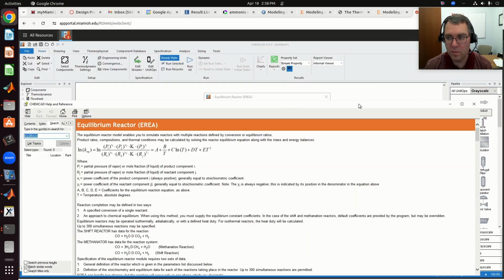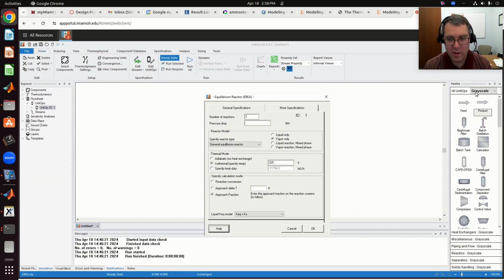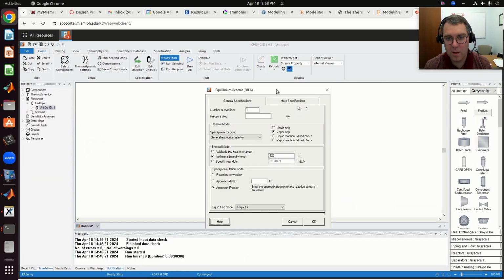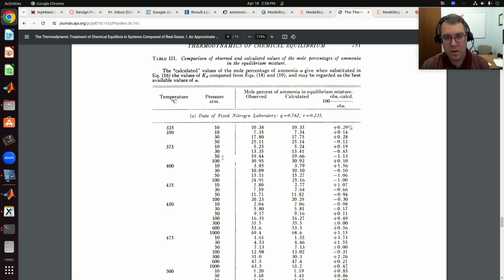When I come over to my reactor, there was my information on my equilibrium constant. I ran this one time just to make sure I had this working before I started recording. We have one reaction, general equilibrium reactor, vapor phase reaction. I'm going to run it isothermally at 325. Looking at the first condition here, my feed stream is going to be at 325 degrees C and 10 ATM.